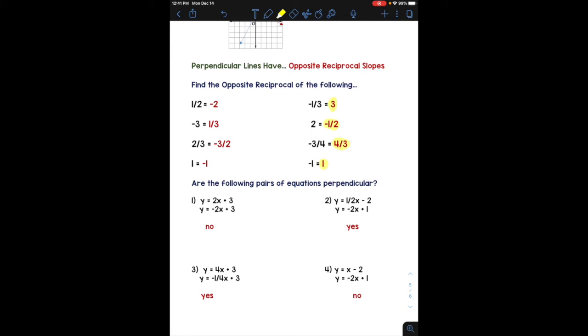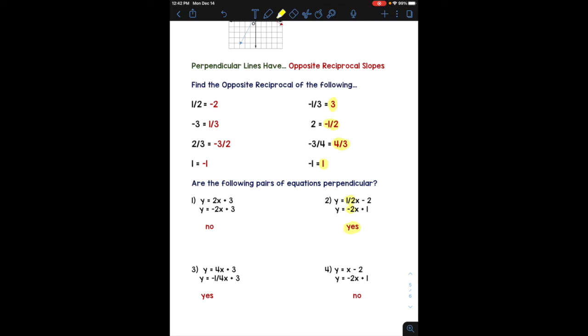Down below, they're asking if the lines are perpendicular. Let's check out the slopes for number 2. 1/2 and negative 2 are opposite signs, so they are opposite. 1/2 is the reciprocal of 2, so they're also the opposite reciprocals. Therefore, yes, those two lines would be perpendicular if you were to graph them on a coordinate plane.